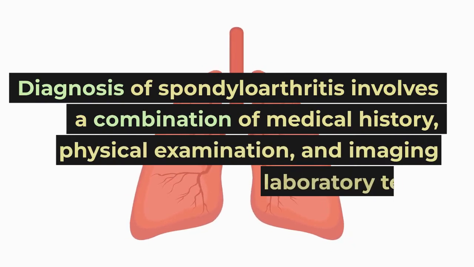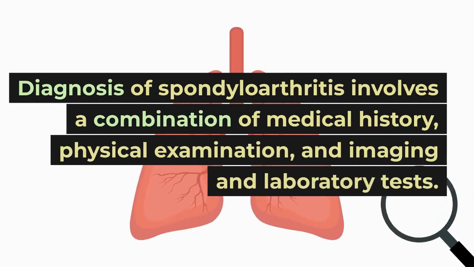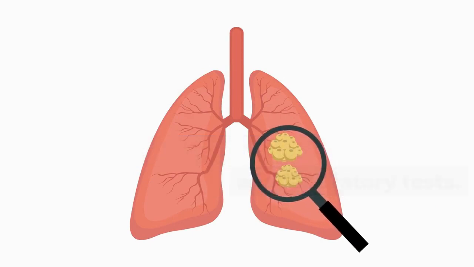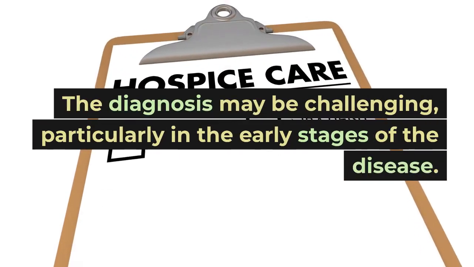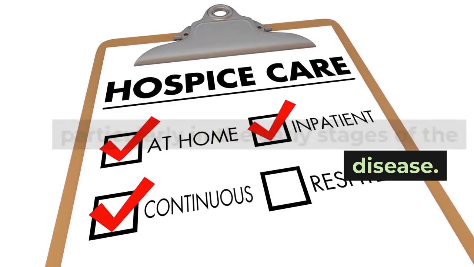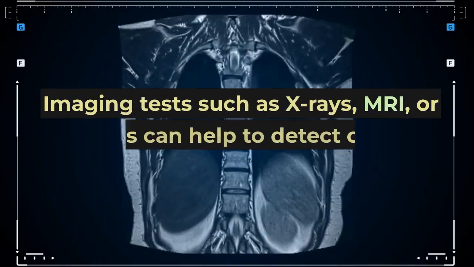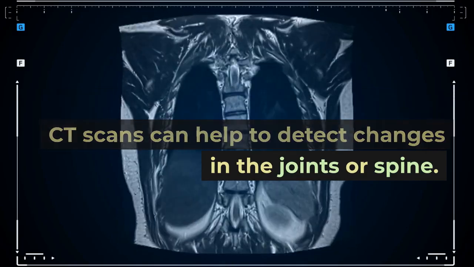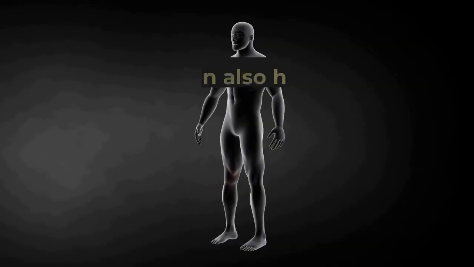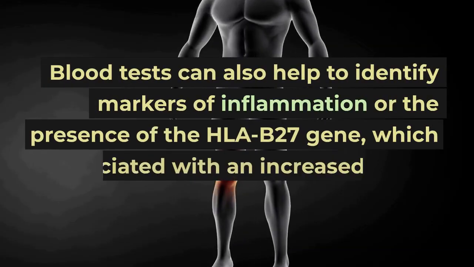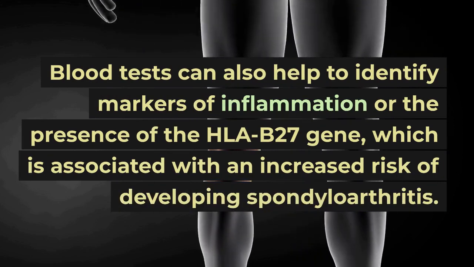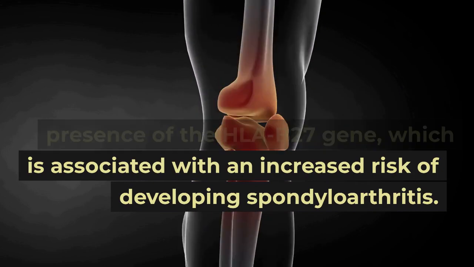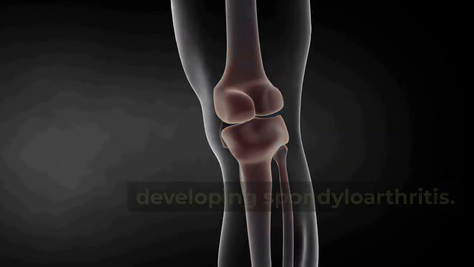Diagnosis of spondyloarthritis involves a combination of medical history, physical examination, and imaging and laboratory tests. The diagnosis may be challenging, particularly in the early stages of the disease. Imaging tests such as X-rays, MRI, or CT scans can help to detect changes in the joints or spine. Blood tests can also help to identify markers of inflammation or the presence of the HLA-B27 gene, which is associated with an increased risk of developing spondyloarthritis.